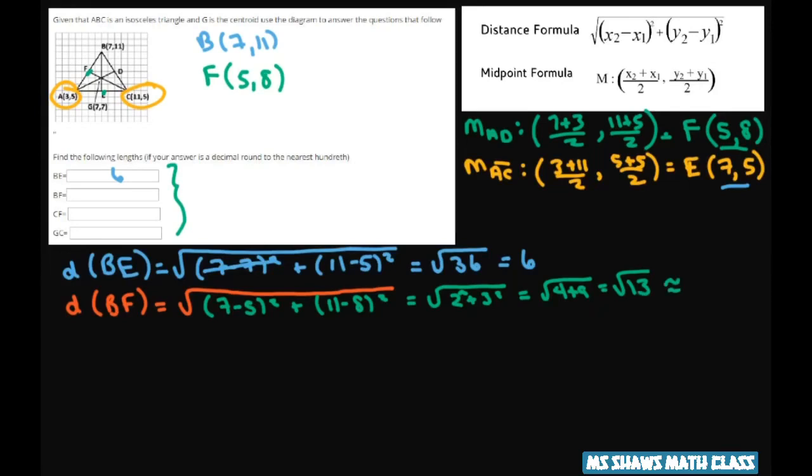And you put that in the calculator. We have to round to the nearest 100th. That's going to be 3.605, so round that 5 up and get 3.61 for the nearest 100th. All right, next. Let's write that down. That's going to be 3.61. Now, next is CF.